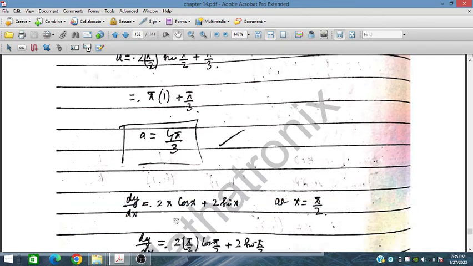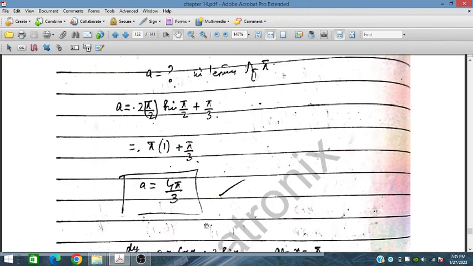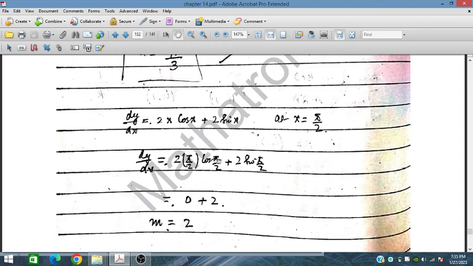On taking the derivative, we have obtained dy/dx is equal to 2x cos x plus 2 sin x. At x is equal to pi by 2, we place it here, and cos of pi by 2 is 0, and sin of pi by 2 is 1. So the gradient is obtained as 2.